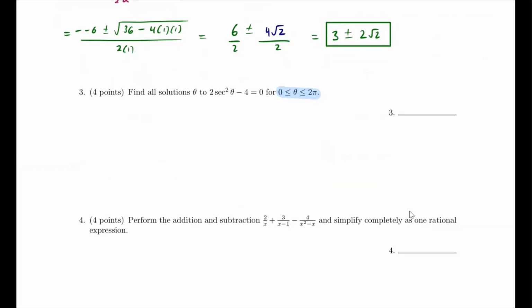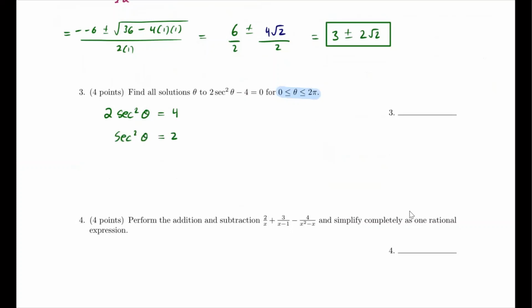So we want our solution to this equation. Let's isolate the trig function, secant theta. So we can add 4 to both sides first. So we got 2 secant squared theta is equal to 4. Divide by 2 on both sides, and you get secant squared theta is equal to 2.